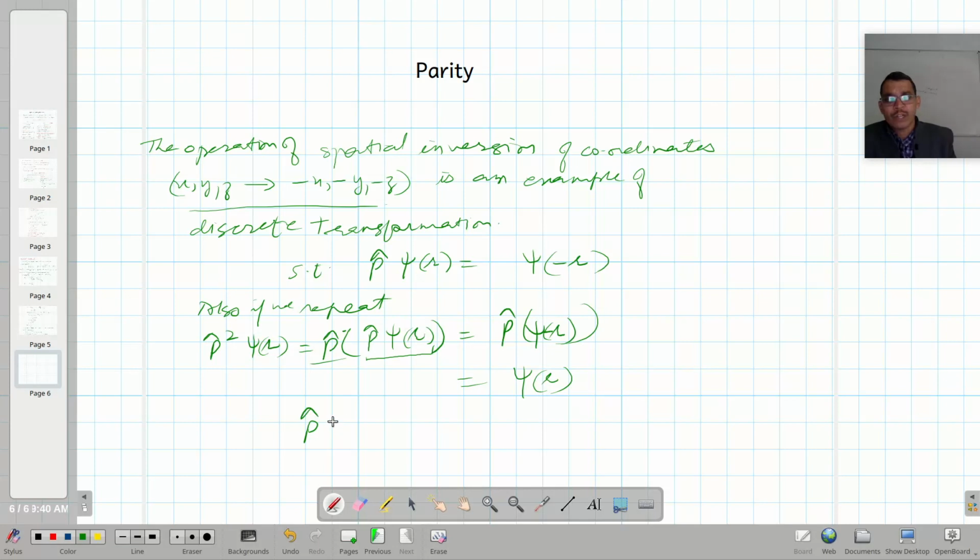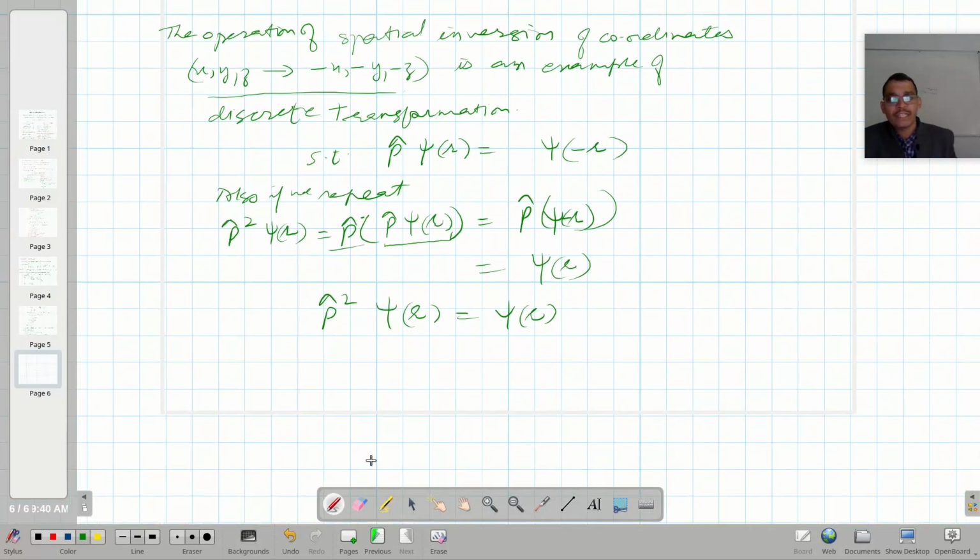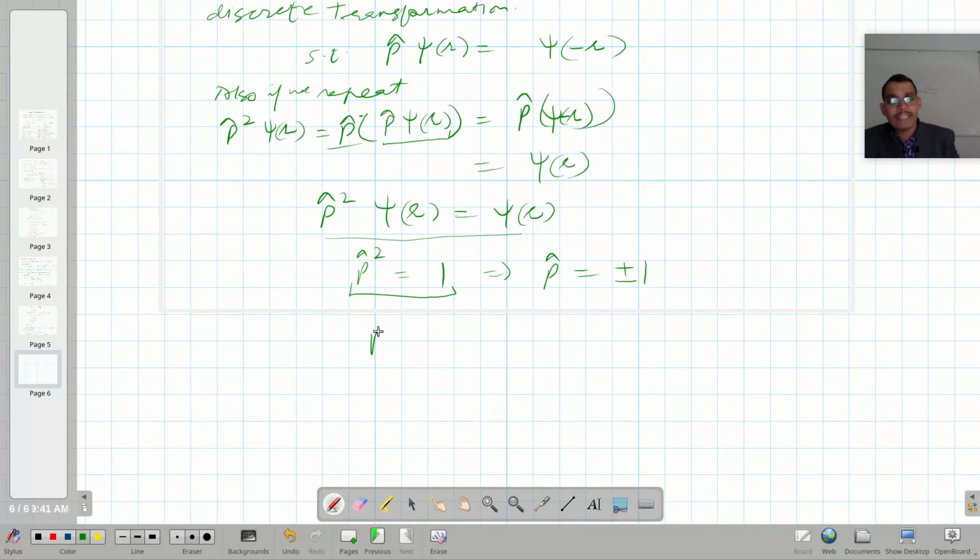So thus, what we are getting is that P square psi r is nothing but psi r. What we are concluding from here is that the square of the parity operator is always equal to 1. If I compare these two sides, this means that the value of P will be either plus or minus 1. Therefore, if it is 1, then we call it even parity. But if P is equal to minus 1, then we call it odd parity.